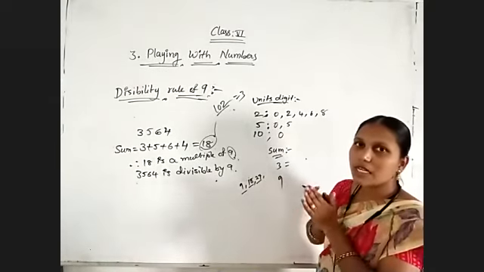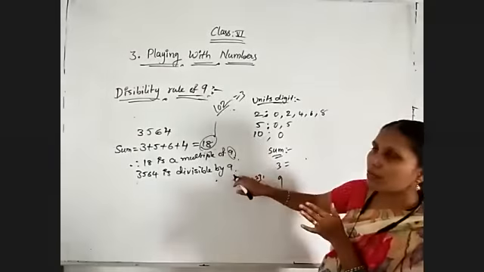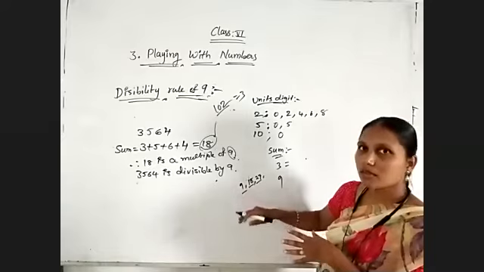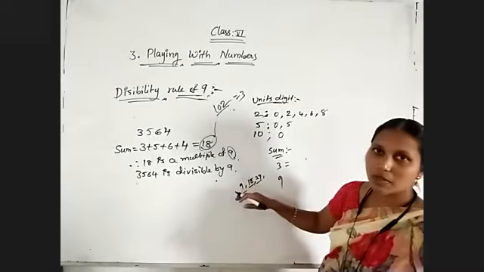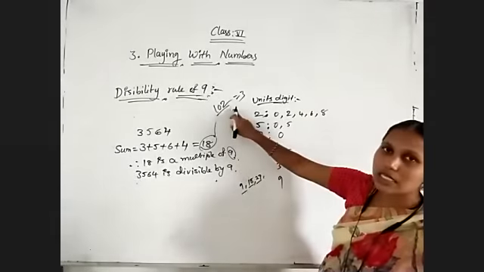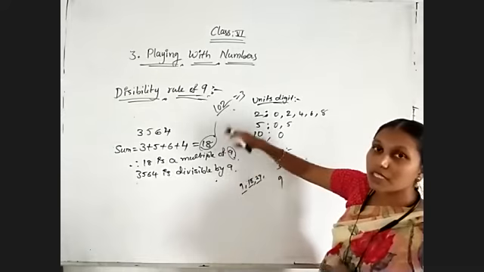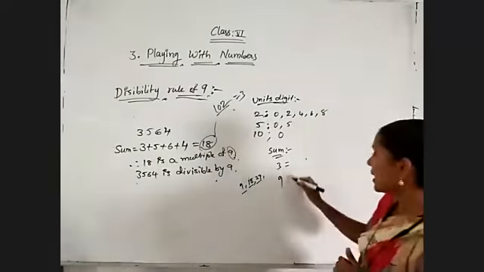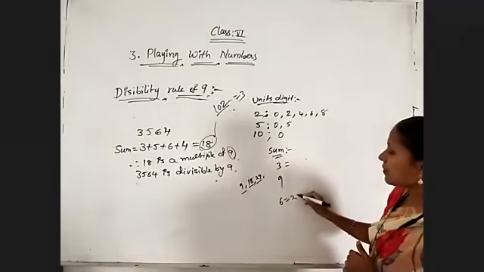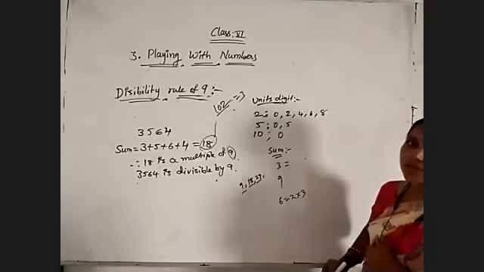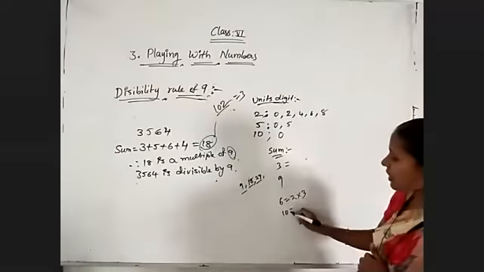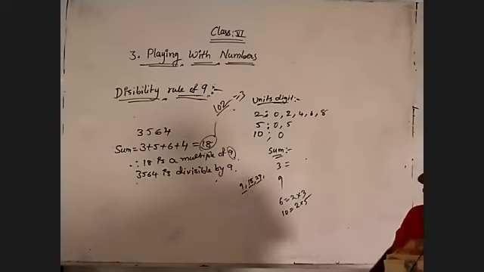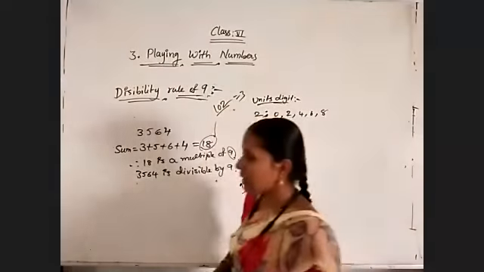So the numbers which are divisible by 9, all those numbers are divisible by 3. But the numbers which are divisible by 3 may not be divisible by 9. In some cases they may be divisible by 9, but not in all cases. So remember, these are the different divisibility rules. And for 6, if the number is divisible by both 2 and 3, then only it is divisible by 6. For 10 also, if the number is divisible by both 2 and 5, then only it is divisible by 10. So like this, remember the divisibility rules.